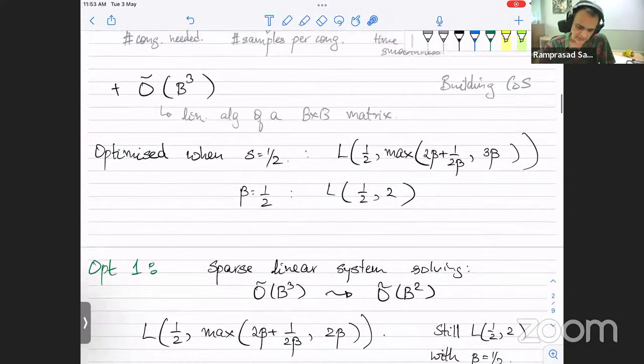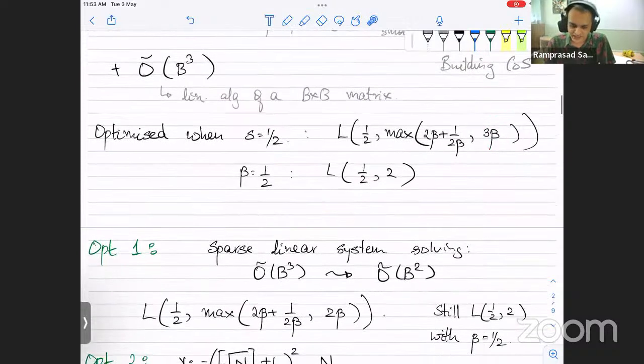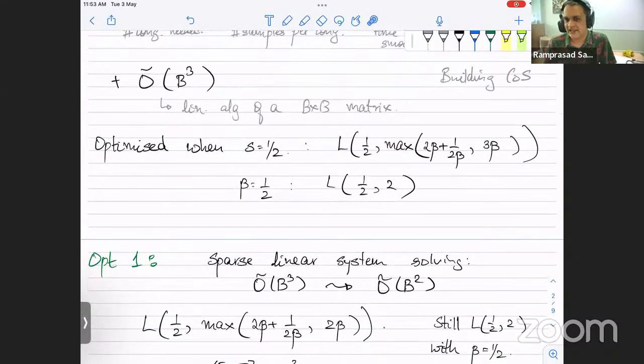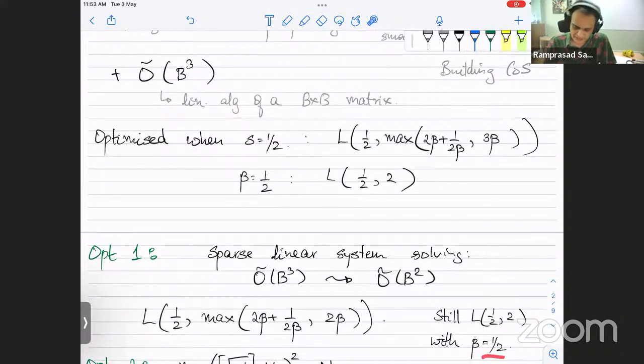Now what this does is it replaces this 3 beta by a 2 beta. But unfortunately, at this point it doesn't help, because the optimum is still at beta equal to half, and you still end up with L half comma 2. So it doesn't help yet.